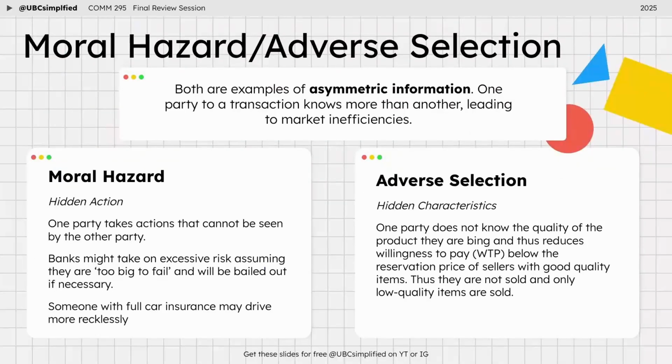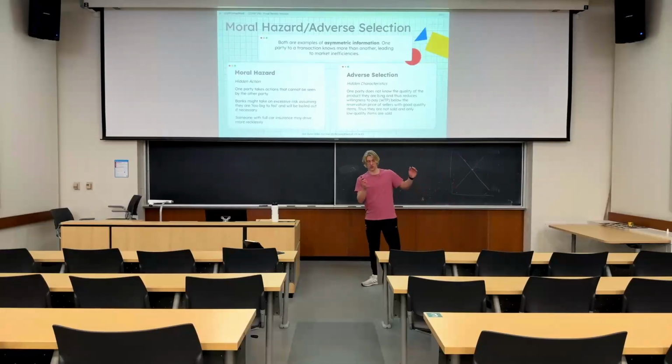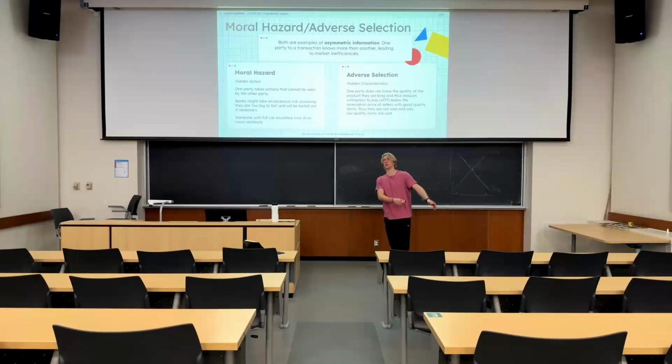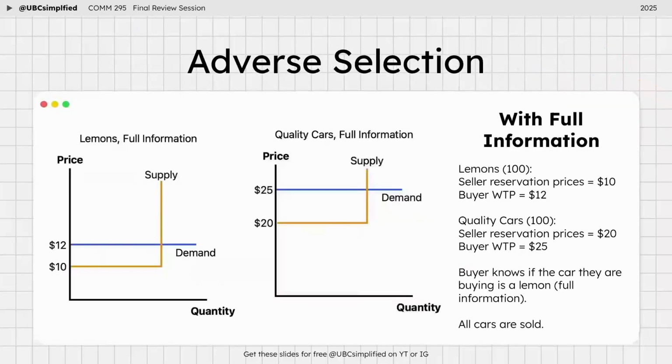Okay, last thing here is talking about moral hazard and adverse selection. One has to do with a hidden action, something that someone does that you can't see, and the other is for hidden characteristics, something that something has that you can't see. So let's say that I am selling mangoes, but they could be apples. You don't know that. Or let's say you do know that. Then you have full information, you know what they are.